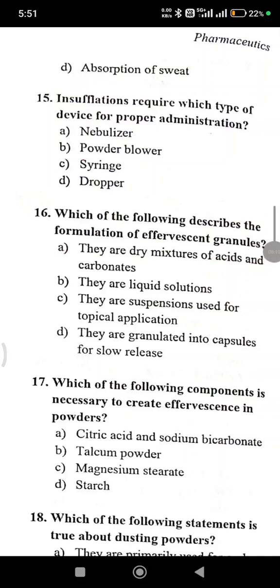Question number 17. Which of the following components is necessary to create effervescence in powders? Option A, citric acid and sodium bicarbonate. That is the right answer.